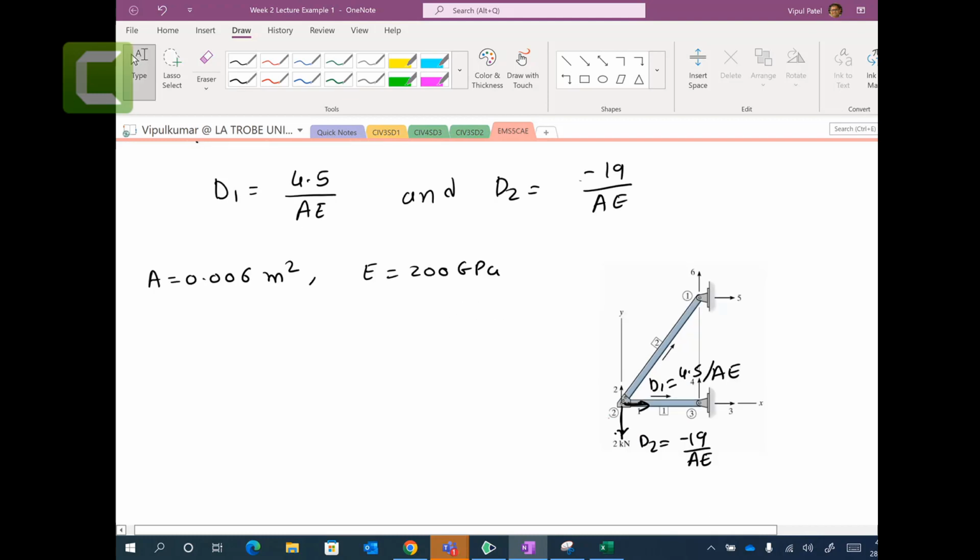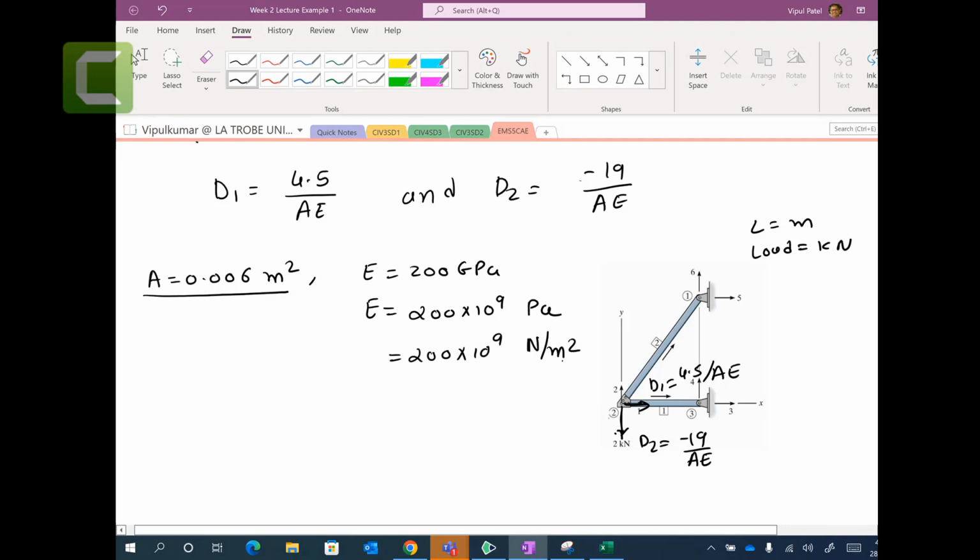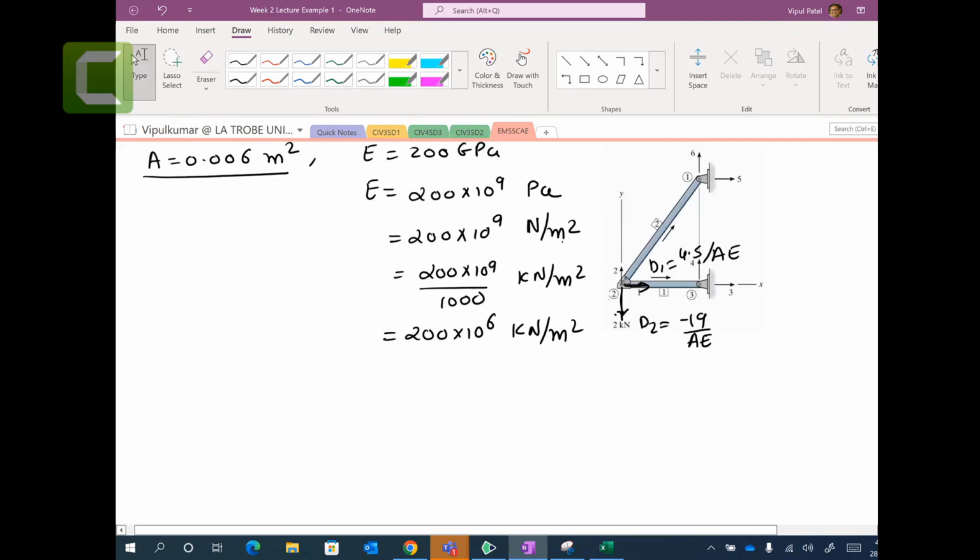Now you remember that we are working with length in meters and force in kilonewtons. So here this is good, meters square, but this one is 200 times 10 raised to 9 pascals, meaning 10 raised to 9 Newton per meter square. Meter square is okay, but Newton is not good. So we can just convert it into kilonewtons. So we get 200 times 10 to the 6 kilonewton per meter square. So we can plug the value.